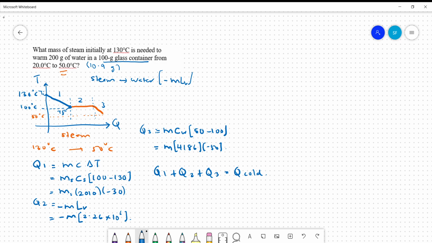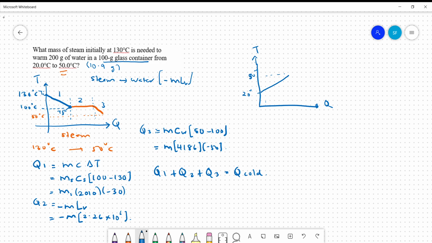Next, we are going to look at the other two substances, water and glass. It is not a calorimeter, but a glass container, meaning we have to assume heat transfer between the steam and the glass also. Here we have T and Q. The heat from the steam will be transferred to the water. As a result, water will increase in temperature from 20 to 50 degrees Celsius, and the glass will also absorb heat.